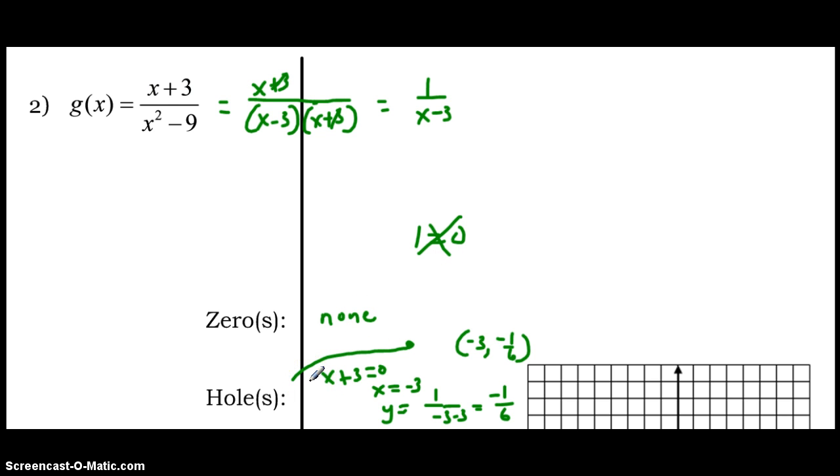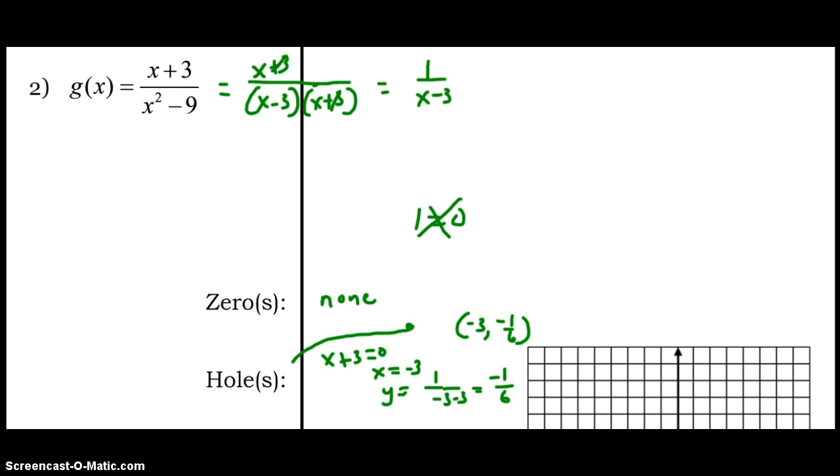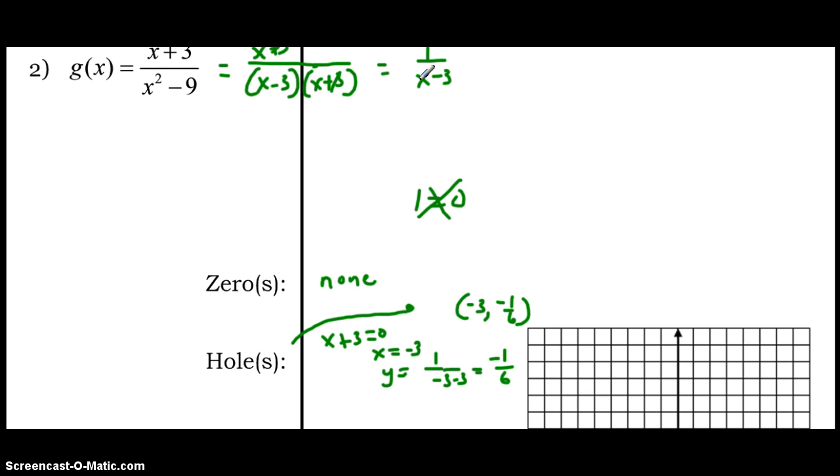Second, we're going to set the common factor of x plus 3 equal to 0 to find the x value of our hole. When we do that, we get x equals negative 3. Then we take that value and plug it back into the simplified function. So if this wasn't here and we divided it out, we'd have 1 over x minus 3. So we would take that negative 3 and plug it in for x, and we get 1 over negative 3 minus 3. So that would be negative 1/6. So our hole is at negative 3 and negative 1/6.